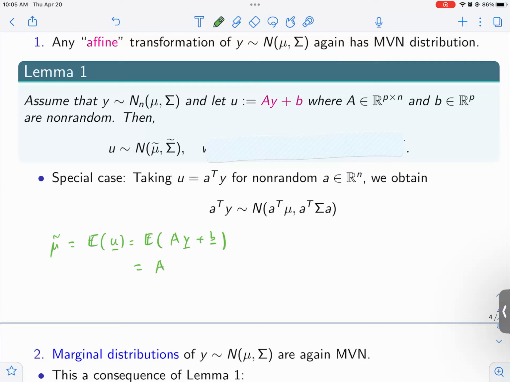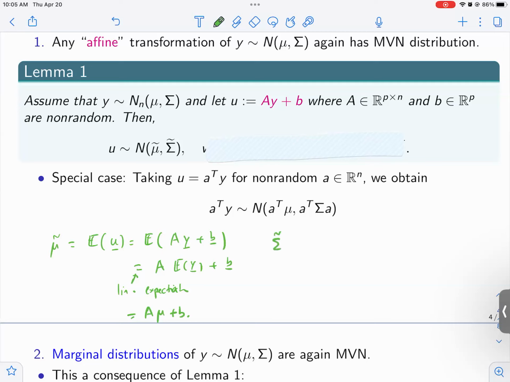A mu plus B. A just shifts it over and then multiplies the sigma. Yeah, so this is linearity of expectation, if you remember. And so you get A mu plus B.